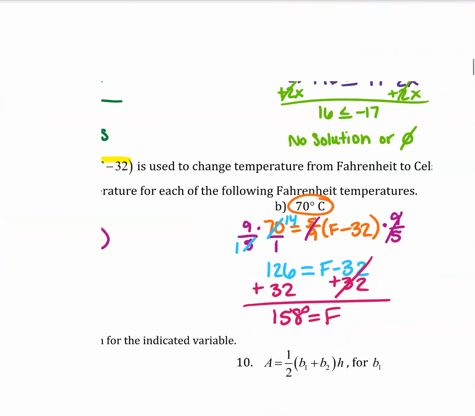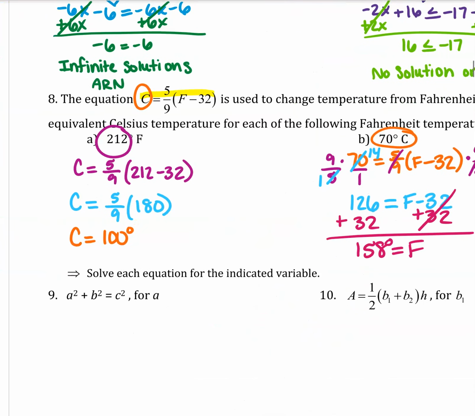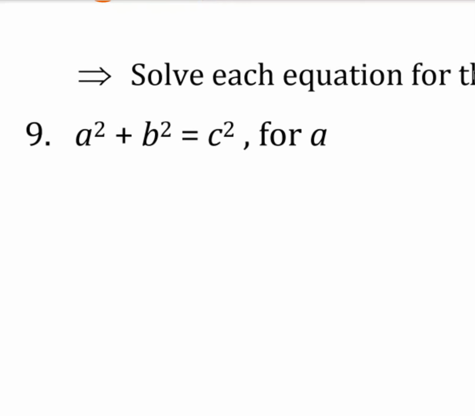Alrighty, we got 2 more. These are literal equations, and what that means is there's no numbers. These literal equations are equations that we actually use all the time. Sometimes they're formulas, and you would plug in the number values for this. You might recognize this from Geo: a squared plus b squared equals c squared. That's our Pythagorean theorem. We're going to pretend we don't know side a.